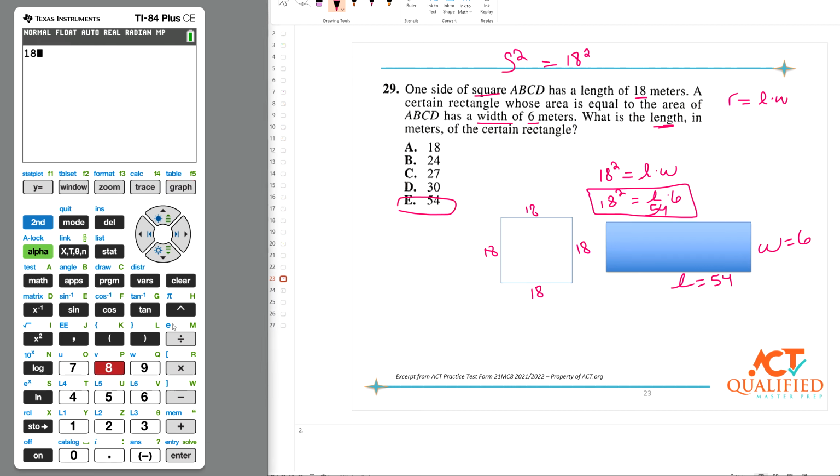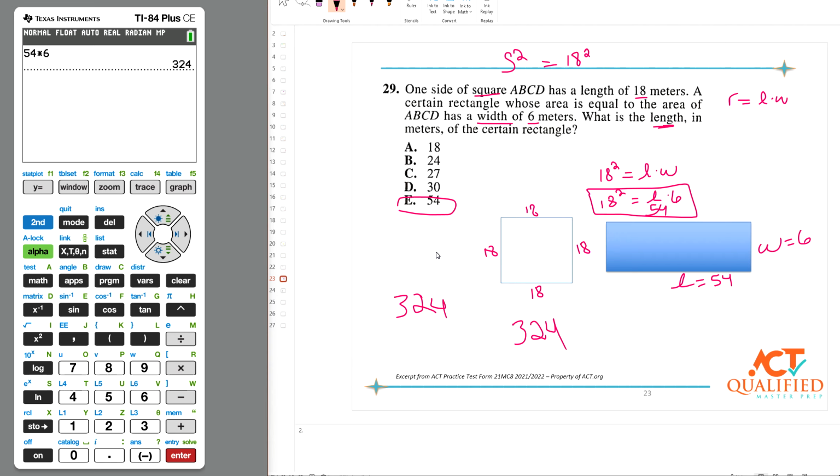So the area of the square is 18 squared, that is 324. Now we are going to check length times width, 54 times 6. And that's also 324. So we know that our answer is correct. Your solution is E.